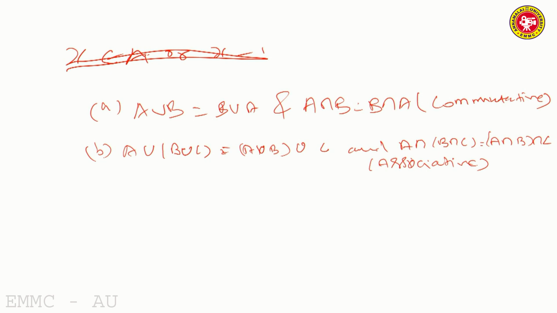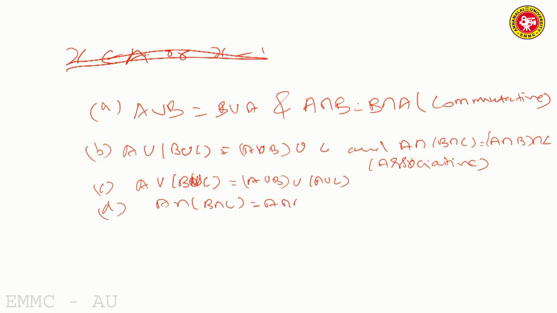Then we have the distributive property. Left distributive and right distributive are here. A union (B intersection C) is equal to (A union B) intersection (A union C). Similarly, A intersection (B union C) is equal to (A intersection B) union (A intersection C). This is distributivity with respect to union and intersection.